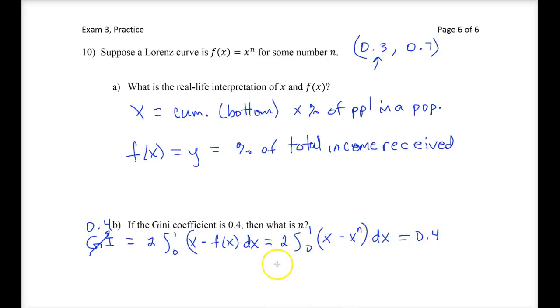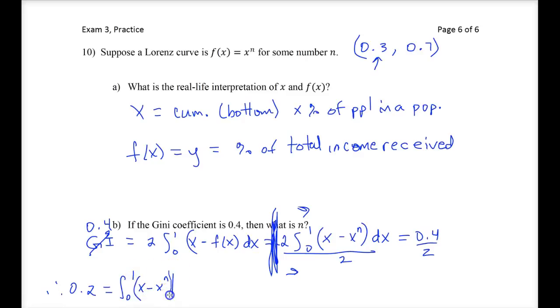And so to start that off, just looking at this portion over here, we can divide both sides by 2 to get started. And if we do that, then we have 0.2 is equal to the integral from 0 to 1 of x minus x to the n dx. And of course from there, that would just mean 0.2 is equal to, and now we'll do the antiderivative here. This will be x squared divided by 2, and this will be x raised to the n plus 1 divided by n plus 1. And we'll evaluate that from 0 to 1.